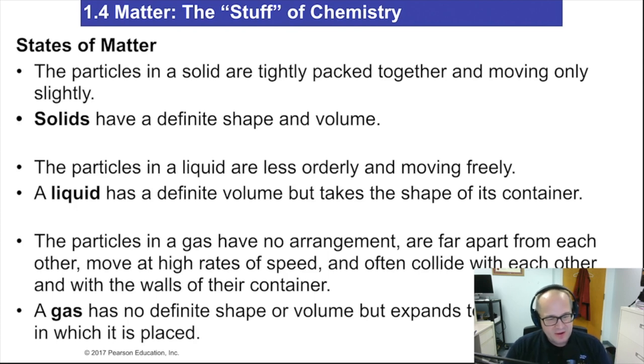Now, gases, on the other hand, they have no fixed arrangement. And, back to liquids real quick, sorry. Liquids have a definite volume, but they'll take the shape of their container. Now, let's think about that for a second. Imagine you had a 1 gallon bucket of water. The water's volume is 1 gallon, and it's got the shape of a bucket.